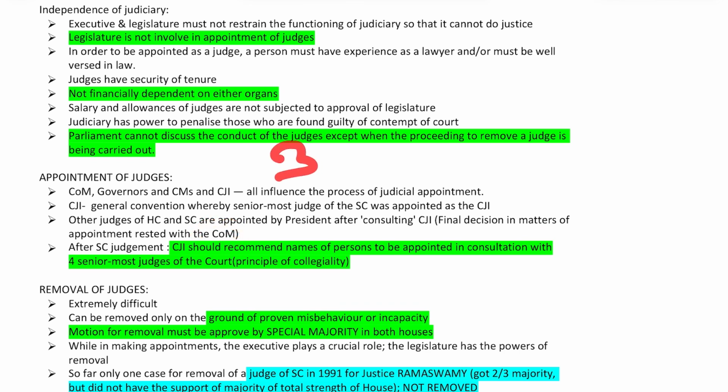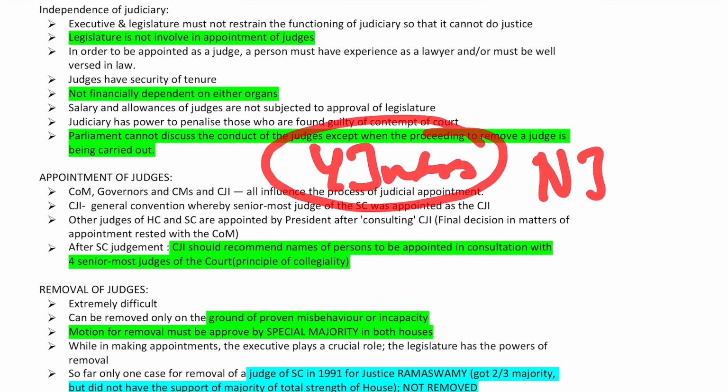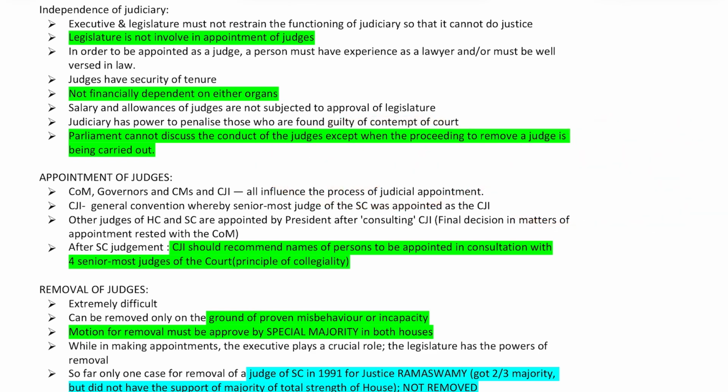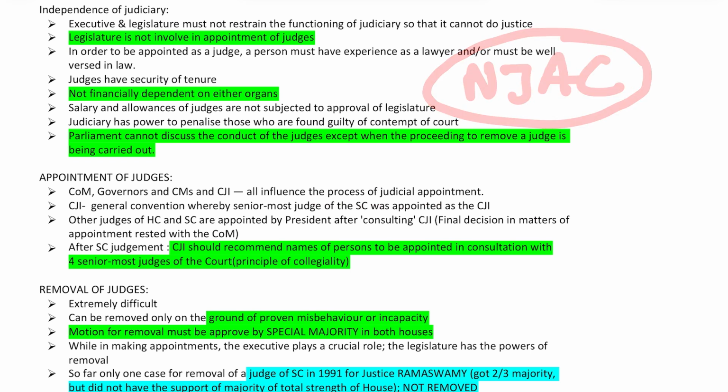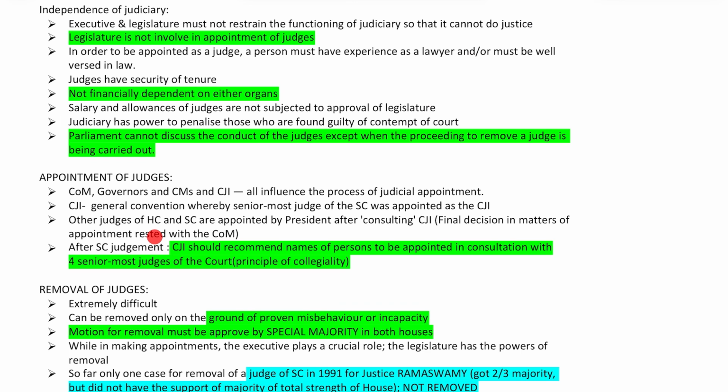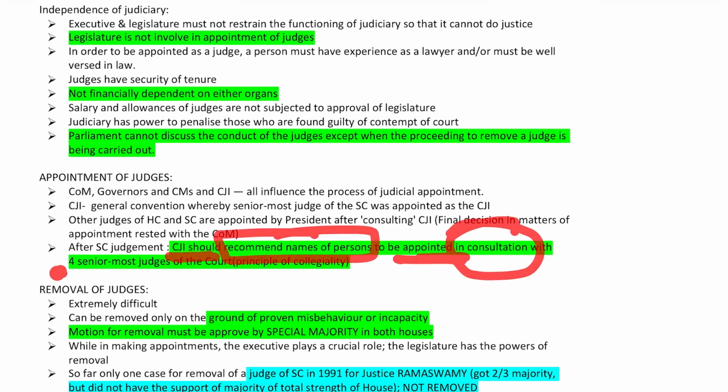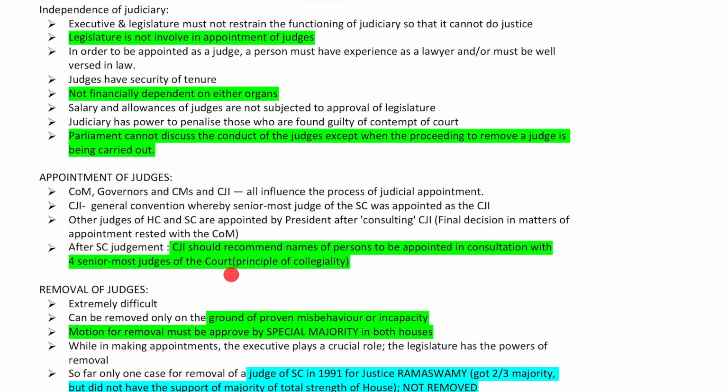So there have been three or four judges cases. The last one was about the NJAC and the abrogation of NJAC, the National Judicial Appointments Commission. Then for Supreme Court judges, the CJI should recommend names of persons to be appointed in consultation with the four senior-most judges of the court. This is called the principle of collegiality. So the collegium system: the CJI can only recommend the names after due consultation with four other judges of the Supreme Court.